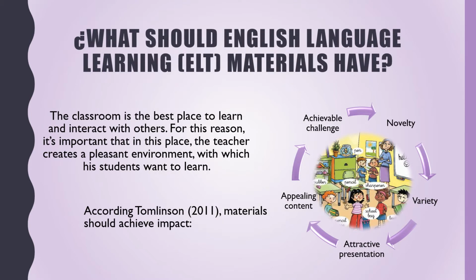Question number 1. What should English language learning material have? The classroom is the best place to learn and interact with others. For this reason, it is important that in this place the teacher creates a pleasant environment in which students want to learn. According to Tomlinson, materials should achieve impact. For example, novelty, variety, attractive presentation, appealing content, and achievable challenge.